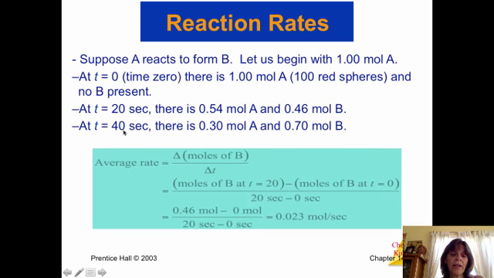So to get an average rate, you take the change of moles over a certain amount of time. Since there was product at both 20 and 40 seconds, we can find the change between that interval. So moles of B at 20 minus moles of B at 0, or we could go 40 to 20. 0.46 minus 0 over 20 seconds gives you a change in that first 20 seconds of 0.023 moles per second.